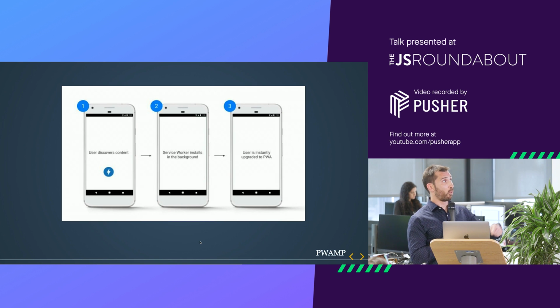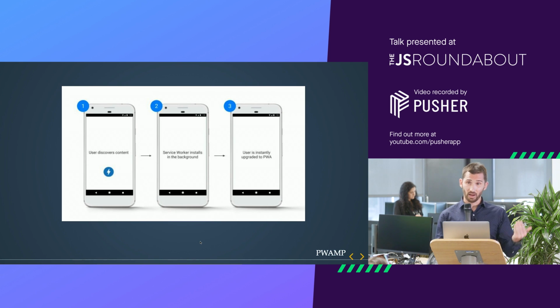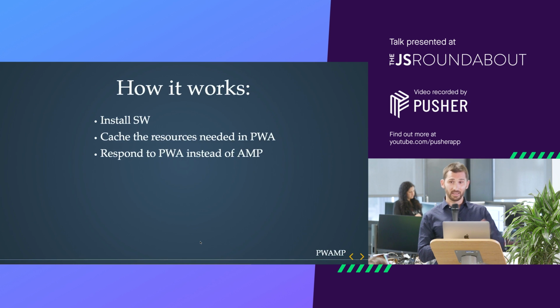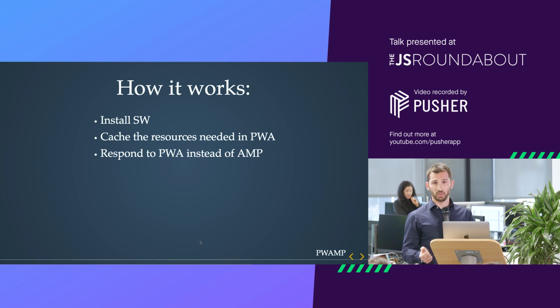But at the same time, while the user starts interacting with the app, behind the scenes, AMP is going to install the service workers. So as soon as you install the service worker and all of the resources needed by PWA, it would allow the user to be redirected to the AMP application, sorry, to the PWA application. So it's like a trick.